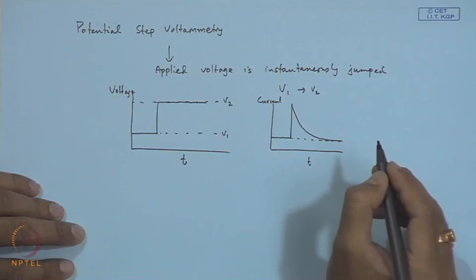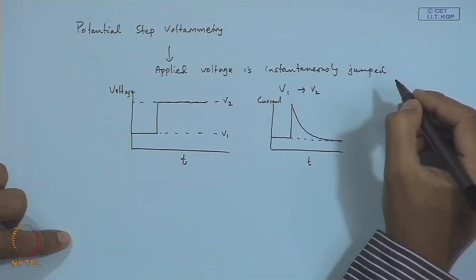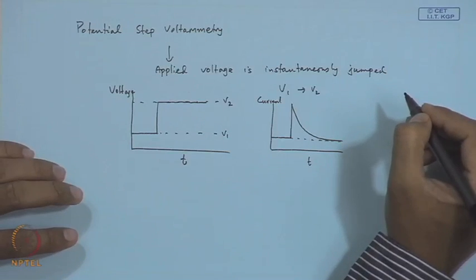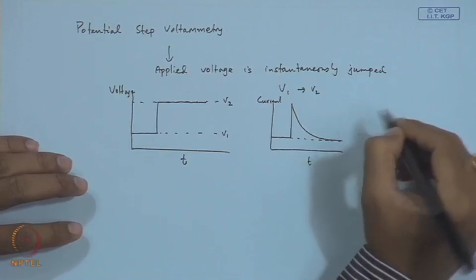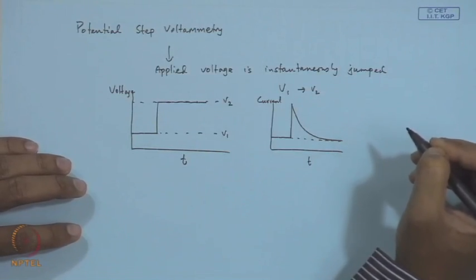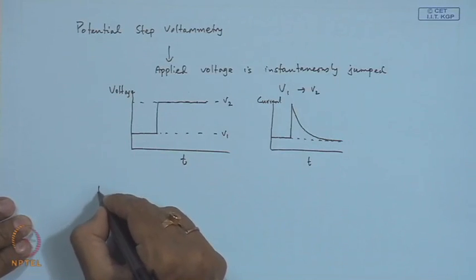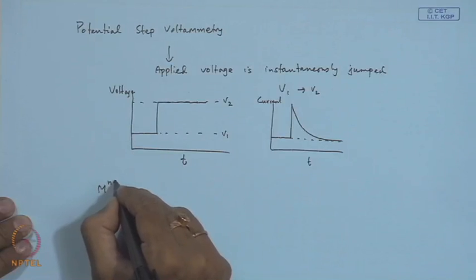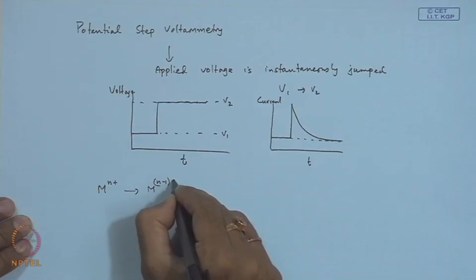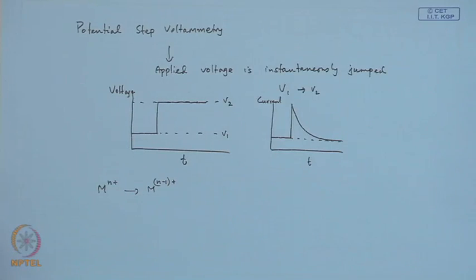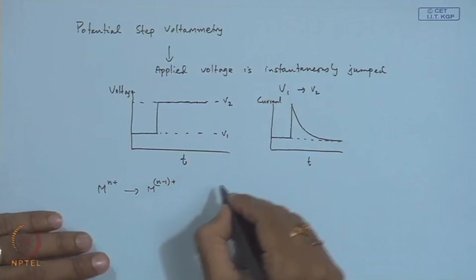Okay. So, what is happening? Ultimately, if you monitor concentration versus distance, if you plot as a function of distance the concentration, say, for a reaction M^n+ to M^(n-1)+, you can find out the concentration from the distance.